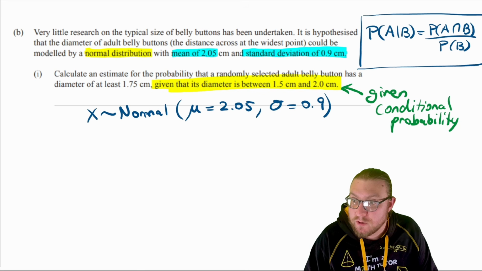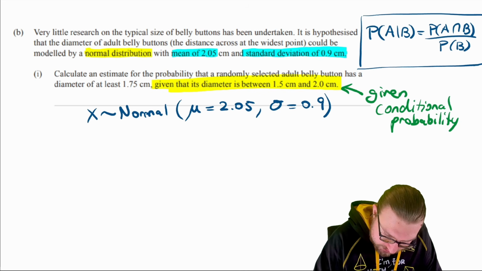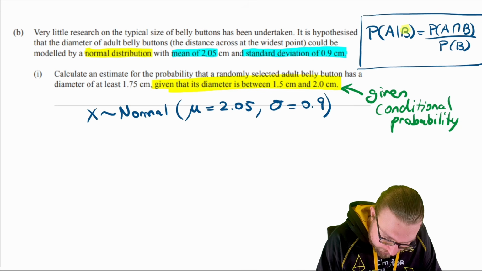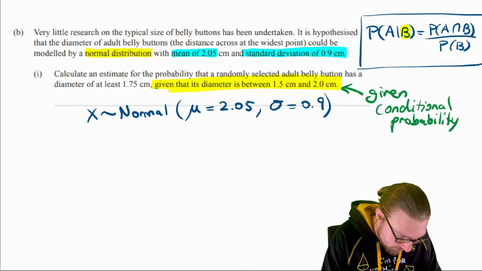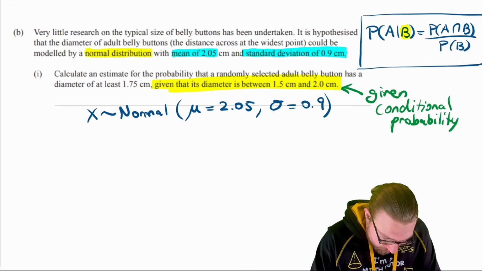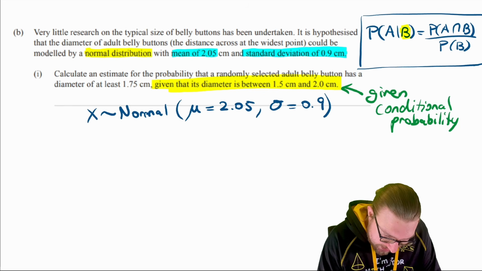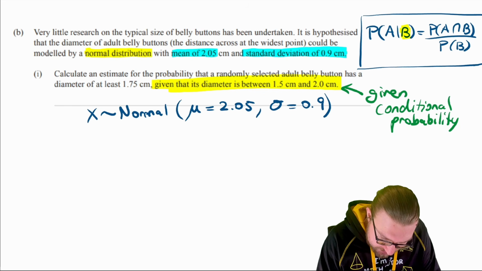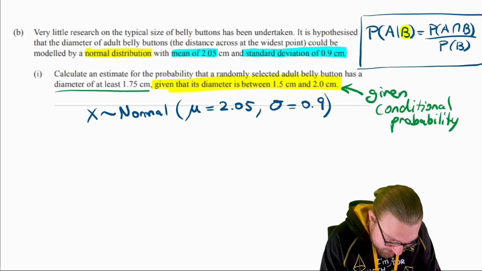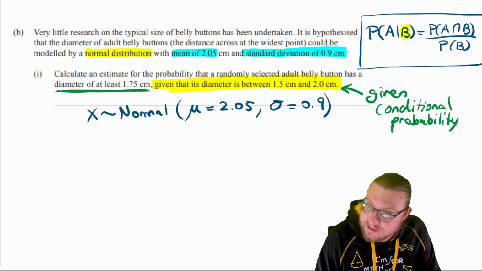So we have been given information, so let's put that part into our probability part. This is the condition here. That's our B. So what do we actually want to find here? It says calculate the probability that a randomly selected adult belly button has a diameter of at least 1.75.